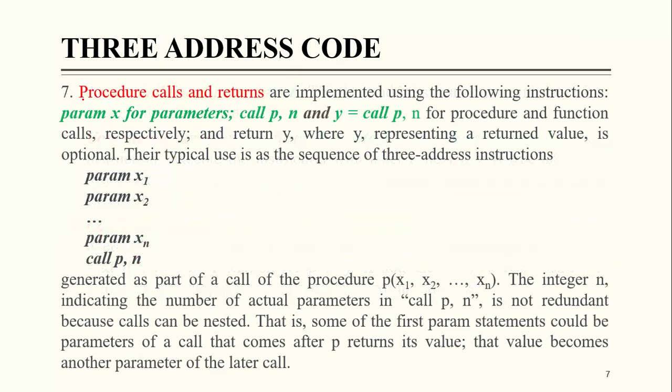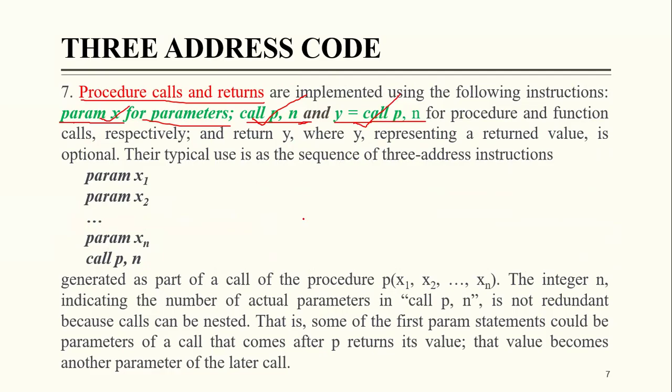And the next one is procedure calls and returns. These are implemented using the following instructions: param x, call p, n, and y = call p, n. Param x is for parameters, call p, n is for procedures, and y = call p, n is for functions. If we want to assign parameters for procedures or functions, we can use param x. If you want to call a procedure without returning any value, you can use call p, n. If the function returns some value that is assigned to some variable, then we can use y = call p, n.